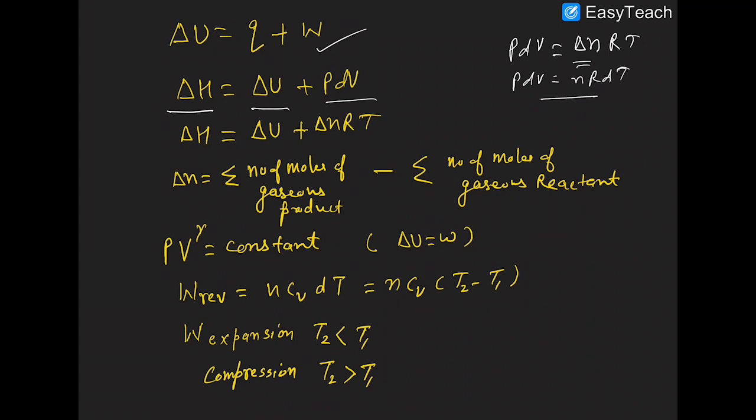So if at constant pressure volume is changing, it means one thing is happening: either the number of moles of reactants and products is changing, or change in temperature is occurring. So one of them. What does delta N stand for here? Here delta N stands for number of moles of gaseous product minus number of moles of gaseous reactant.